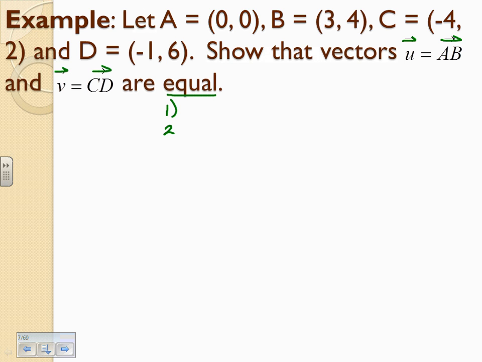So Shane, what two things do I have to show for equivalent? They have the same direction. How am I going to show they have the same direction? Slope. Good, Michael. The slopes are the same. And the magnitude, we just find the length. What can we use? Distance formula.